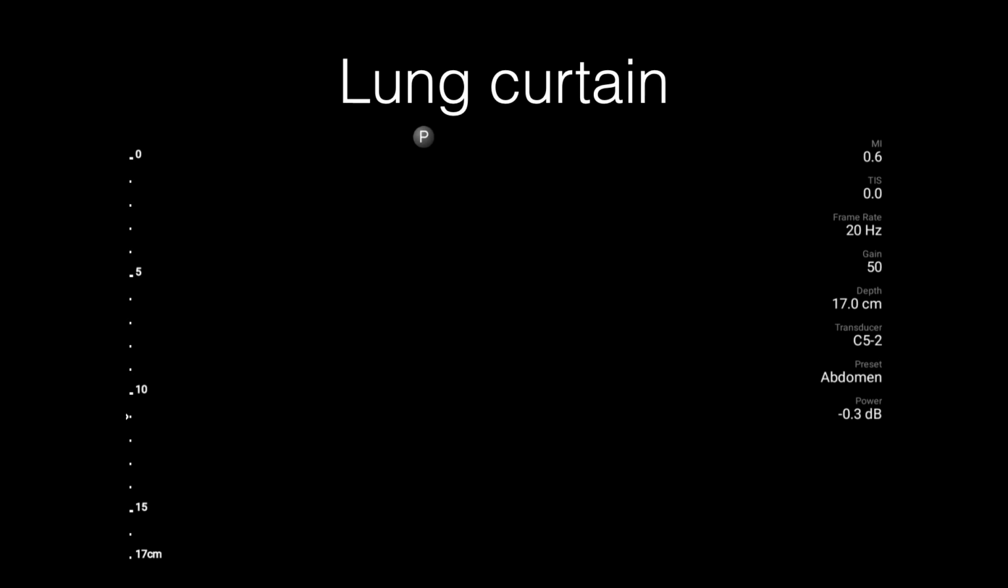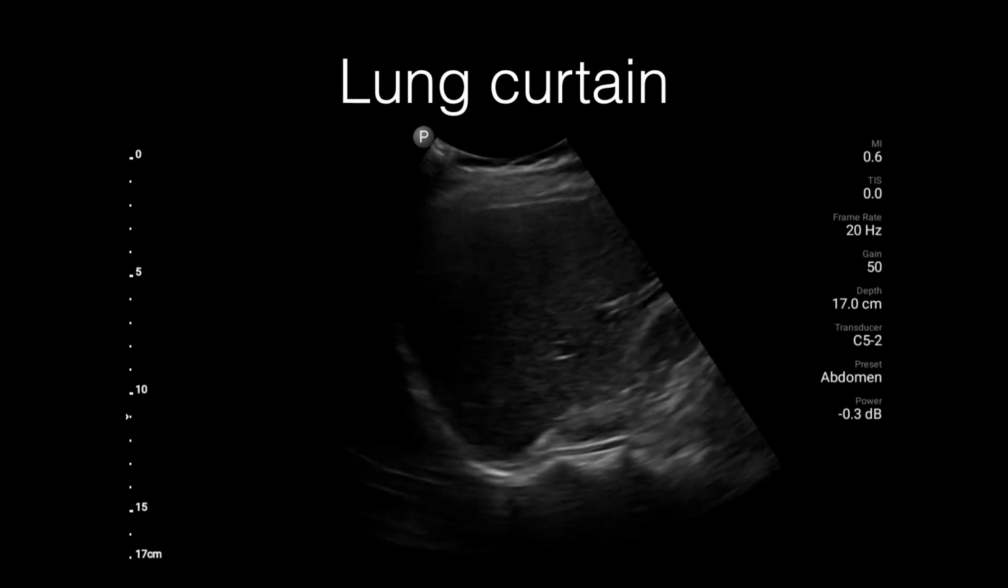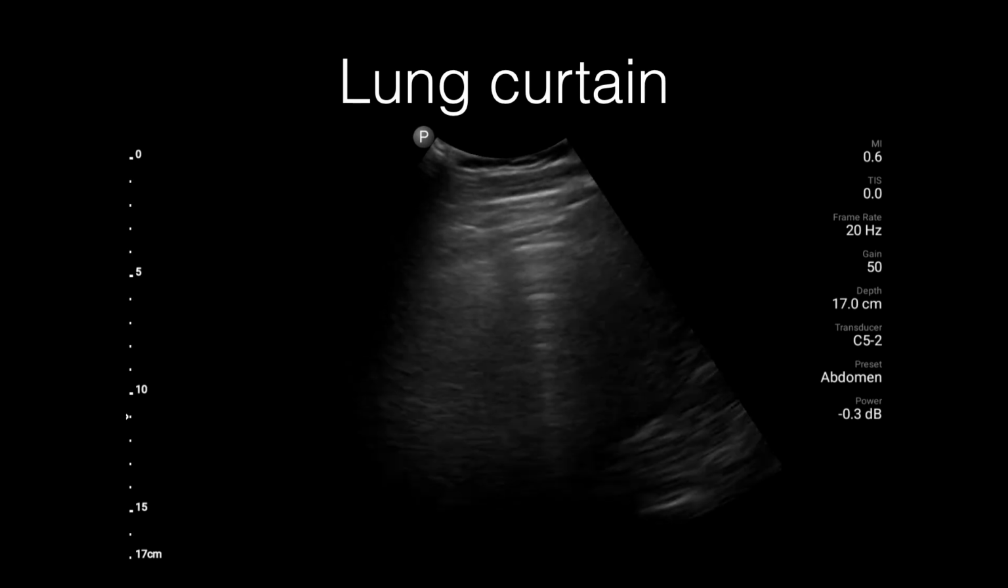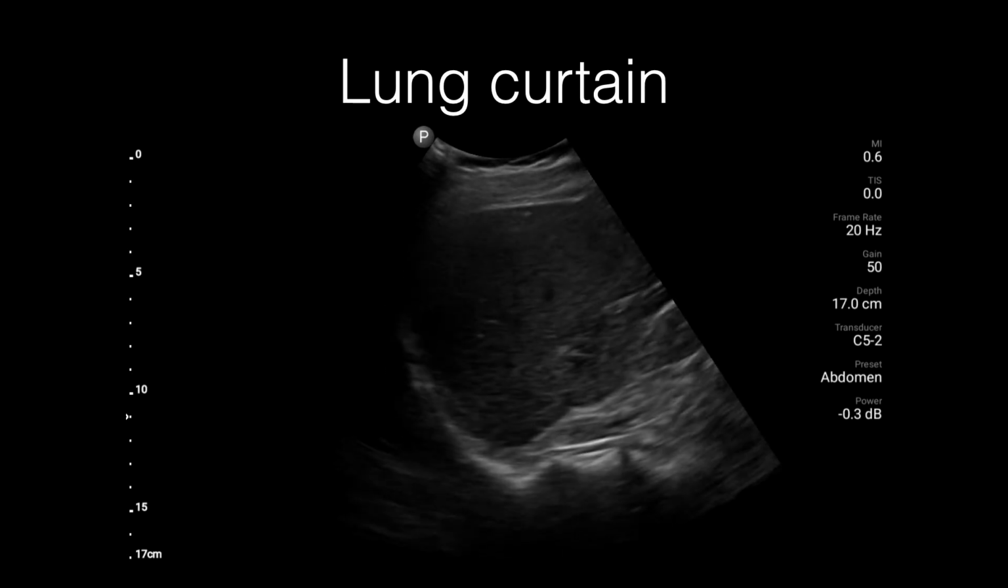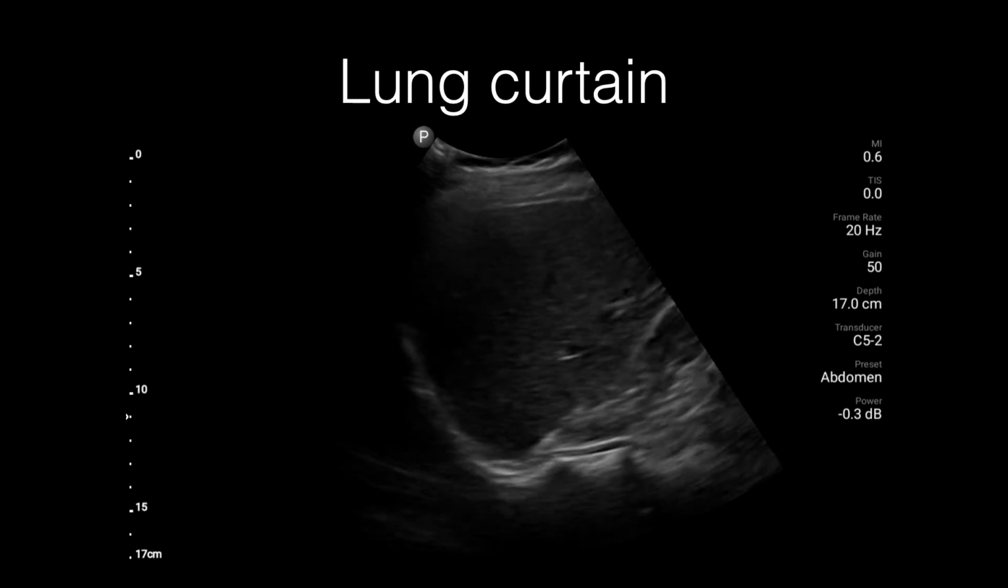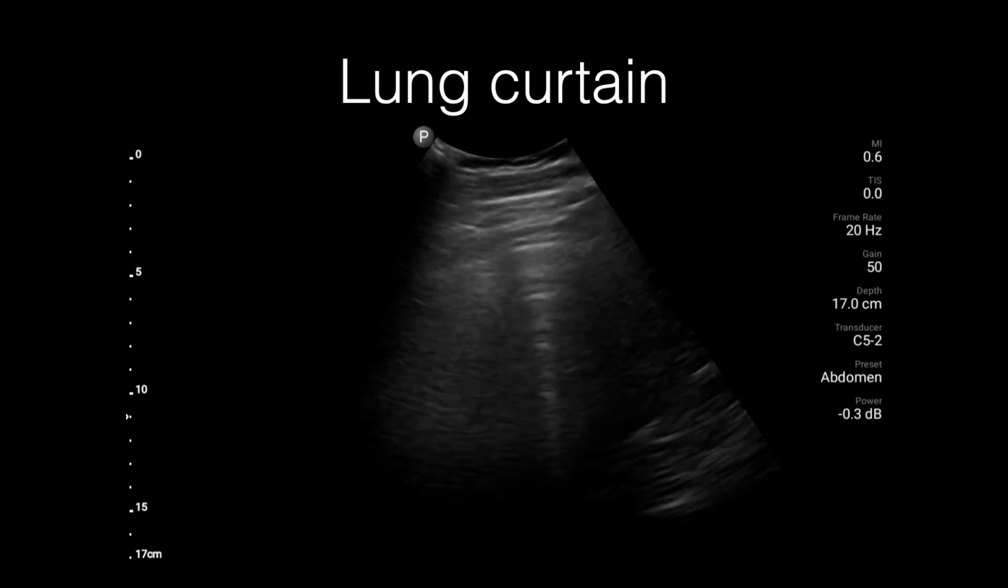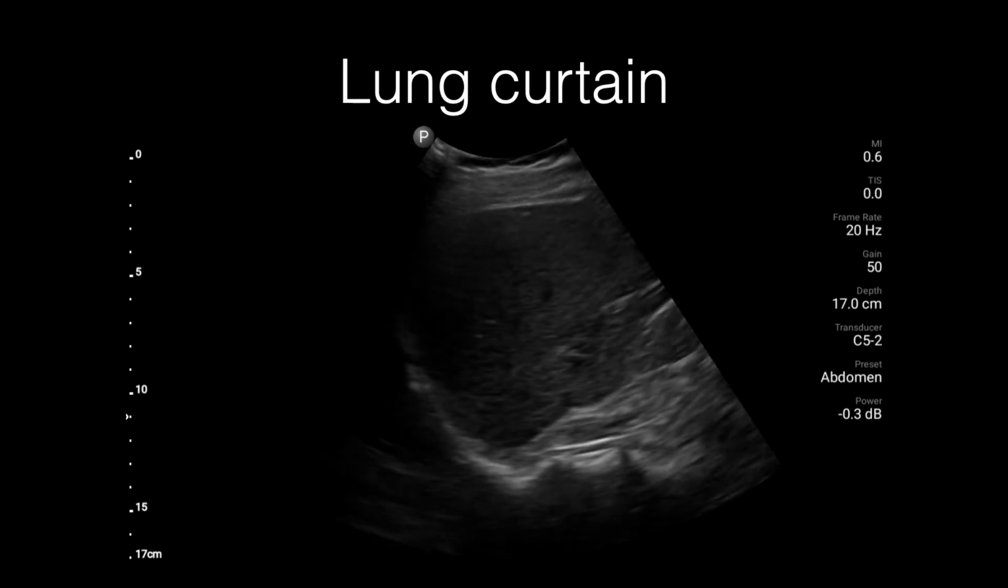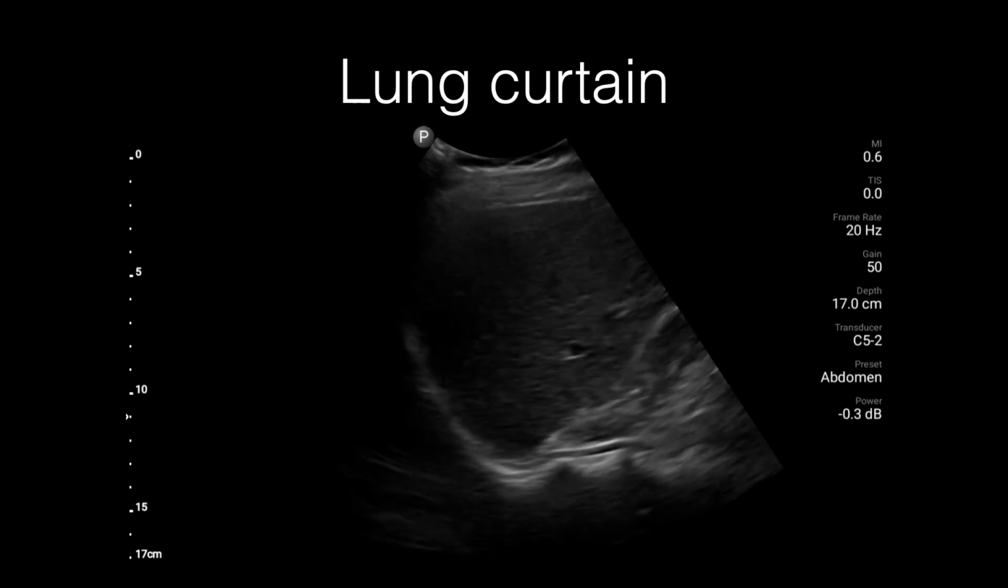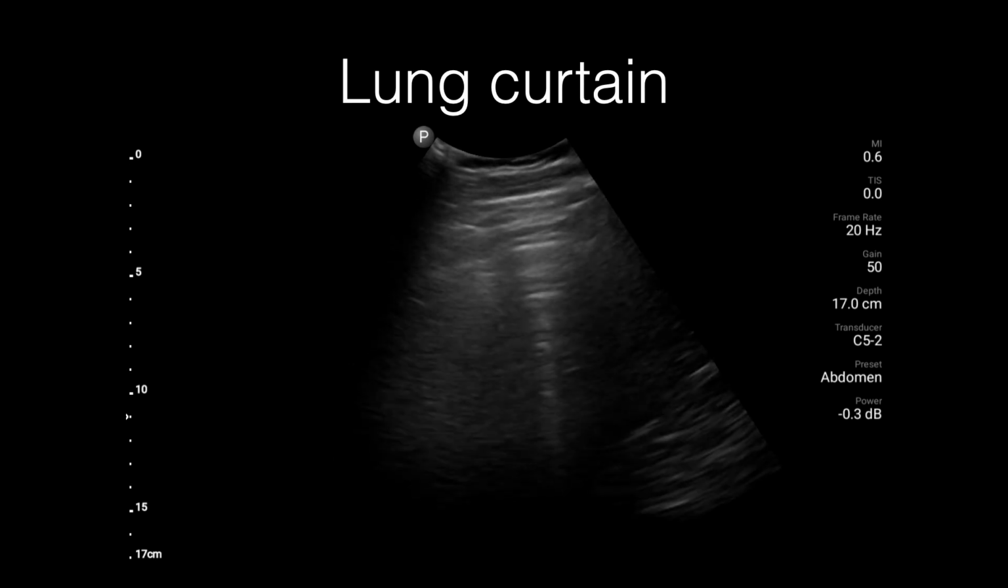So the first thing we think of is to look for the lung curtain. This is simply by having the patient take a deep breath, and you see the normal lung creating this gray shadow come down and form a curtain over the lung. Again, it's very important to have your knuckles to the bed so you're at the dependent portion of the lung to see any dependent fluid.